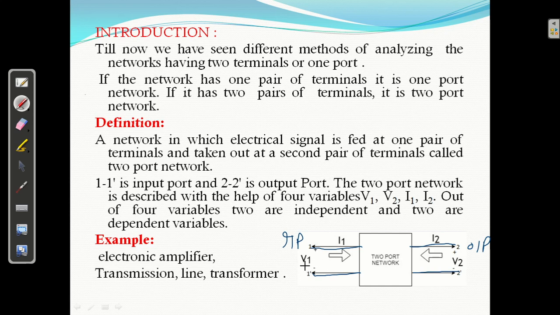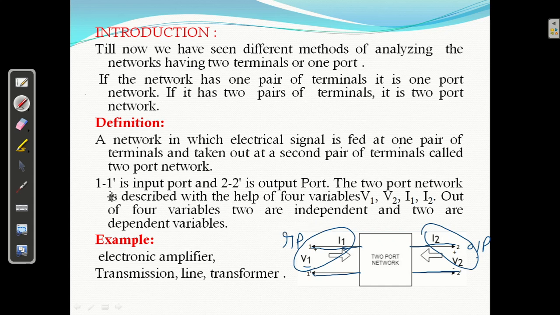Four variables are there. V1 and I1 are at the input port. These are the two variables, and V2 and I2 are the two quantities at the output port, right? So this is the two port network with four variables V1, I1, V2, I2. Out of these four variables, two are independent and two are dependent. Remember, out of four variables, two are independent and two are dependent. Any two can be independent, any two can be dependent, right?